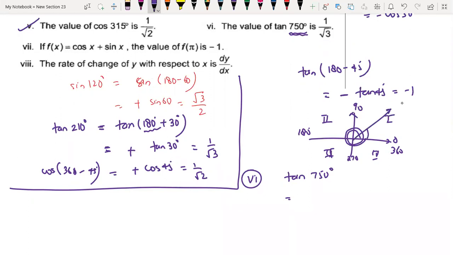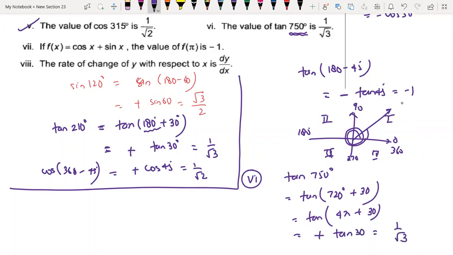First. घूम फिर के फिर से आ गए फर्स्ट क्वाड्रेंट में. 720 plus 30. 730 is like 2 pi. So नहीं 4 pi. It is 4 pi plus 30, या जो भी है 720 plus 30. It belongs to first quadrant. First quadrant में tan is positive. So it will remain tan only. And tan 30 is 1 by root 3. Very nice. Okay. बाकी तो डिफरेंशिएशन वाला स्टार्ट हो गया.